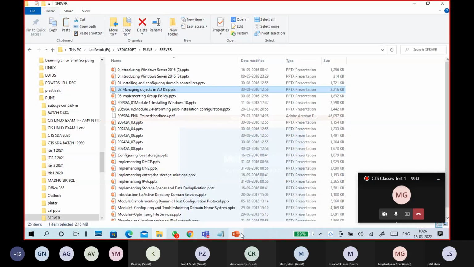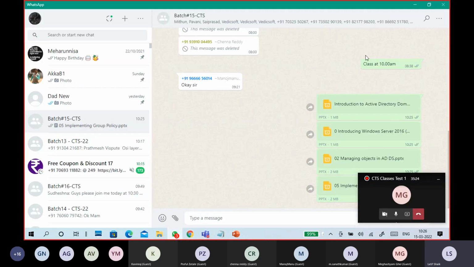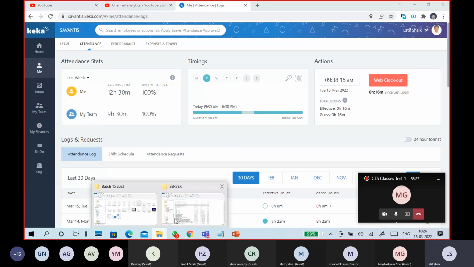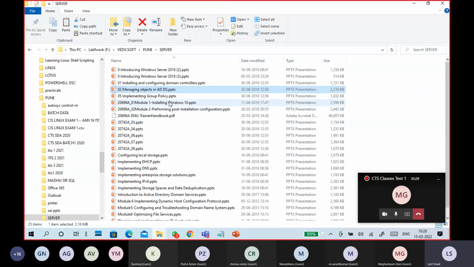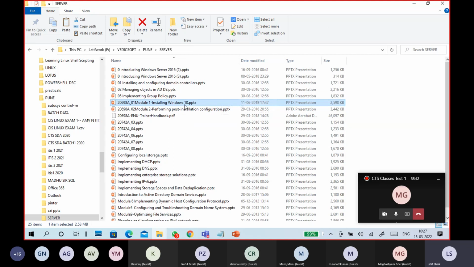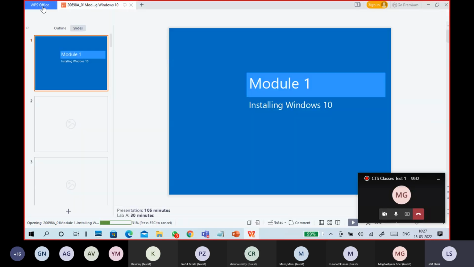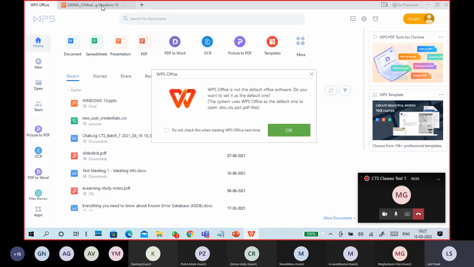Yeah, it's a PPT. Guys, just before 1 AM, I'm trying to open this application. So sorry, and I'm trying to open this PPT. When I try to open it, it opens with the WPS Office. Okay, so I don't want it like that. When I double click, it opens with the WPS Office. So why am I using this WPS Office?